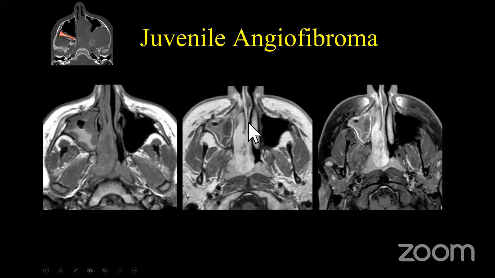So we did review our experience when I was at University of Michigan, and basically 40% of the JAFs are going to be located to the nasal cavity. So if you do see an adolescent male that does present with epistaxis and nasal stuffiness, and it's just located to the nasal cavity, in this case extending into the nasopharynx, this still can be juvenile angiofibroma.